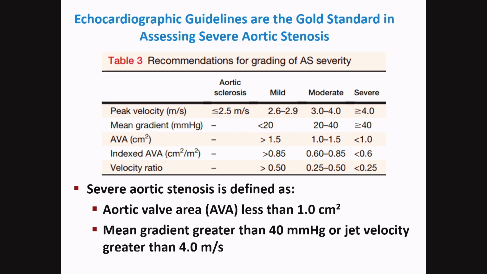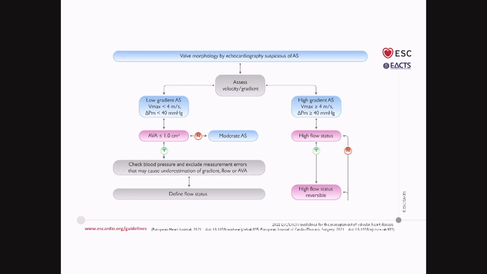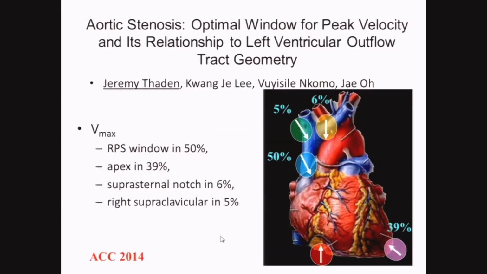Still, the guidelines define severe aortic stenosis as aortic valve area less than 1 square centimeter, and mean gradient greater than 40 millimeters mercury, or jet velocity greater than 4 meters per second, or 64 millimeters mercury. The same is still reiterated in the latest European guidelines in 2021, so there is no change in such definition.